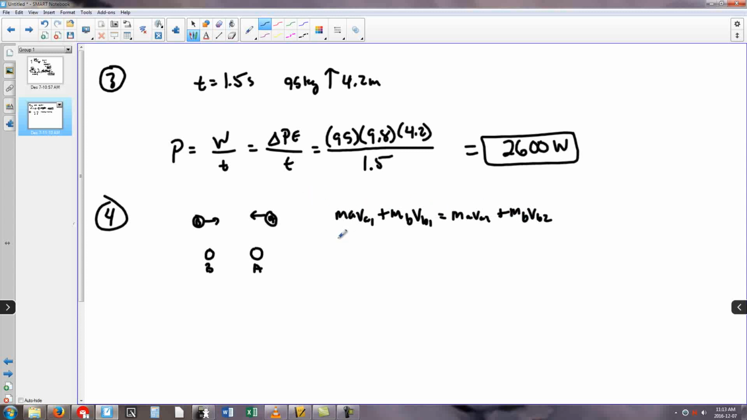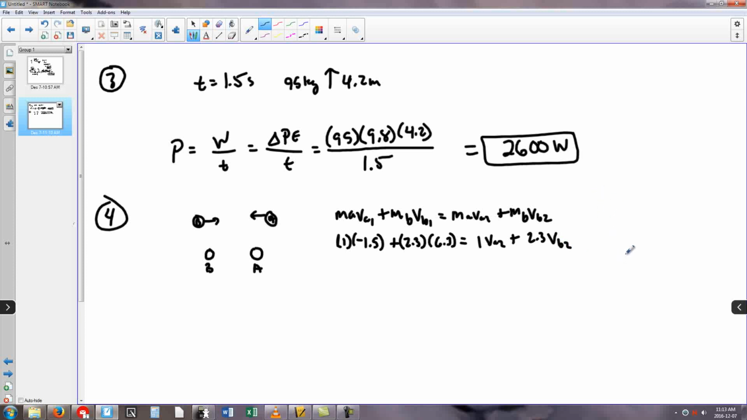The mass of ball A is 1 kilogram times its velocity. It's 1.5 west, so I'm going to call it negative 1.5 because that's to the left, plus the other ball is 2.3 kilograms. I'm going to multiply that by its velocity of 6.3 to the east. That will equal 1 times VA2 plus 2.3 VB2. The problem is I don't know either of the two exit speeds.